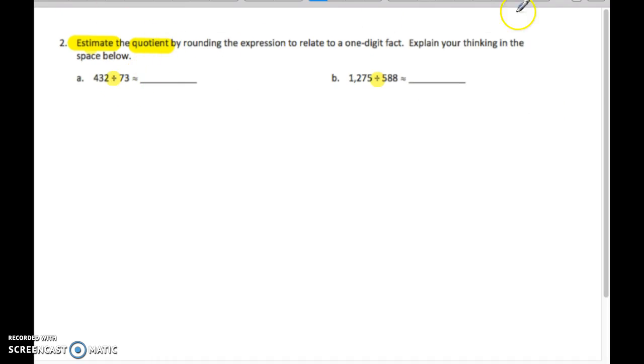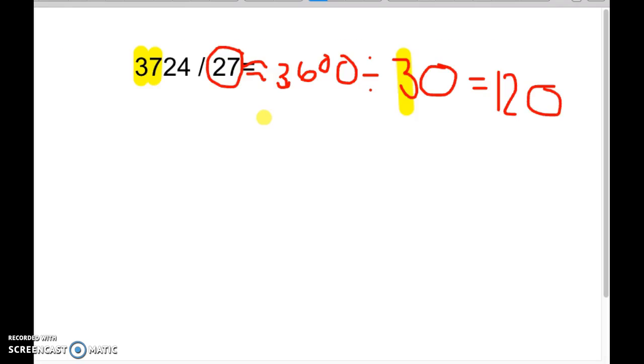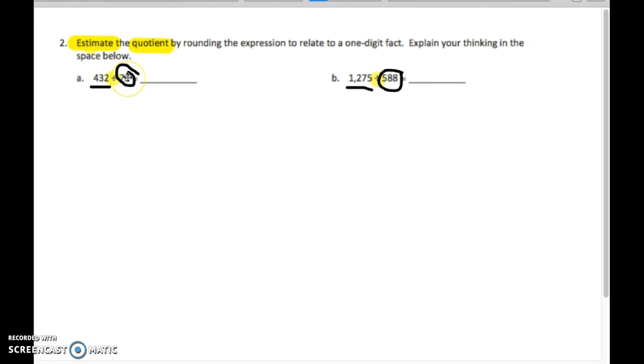I'm going to start by estimating the divisor first. So I'm going to round the divisor to something that it's close to. And then I'm going to take a look at my dividend, the number I'm going to end up dividing, and maybe even using one of these tables, I'm going to round that to a number I can easily divide in my head. And then explain my thinking. I'd say, well, why did I choose to round that number? How did I pick the number that I could divide by, and do that sort of explanation?